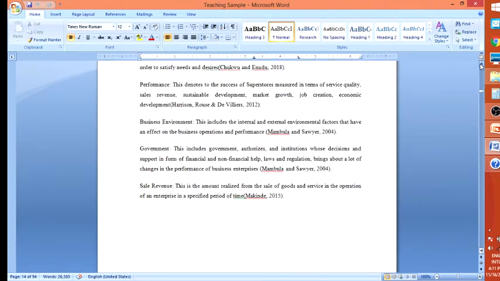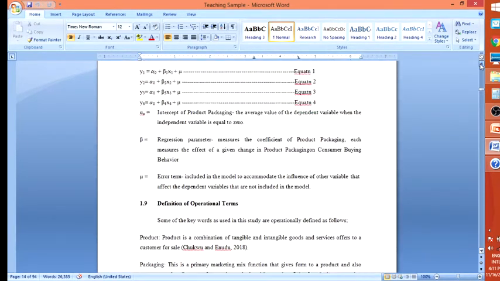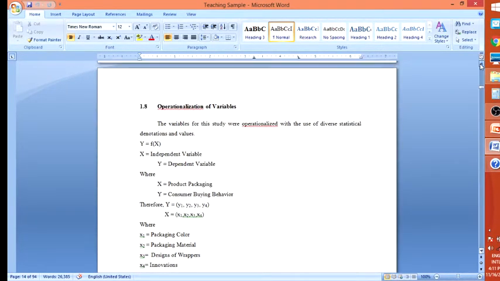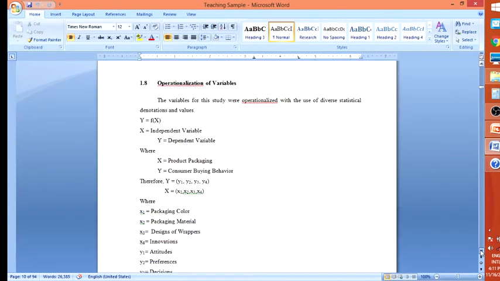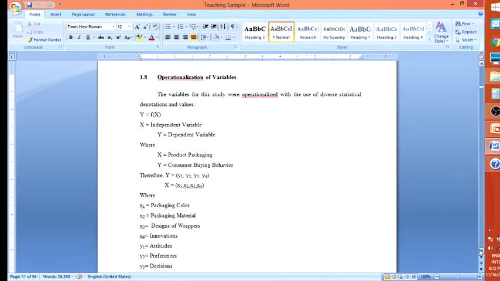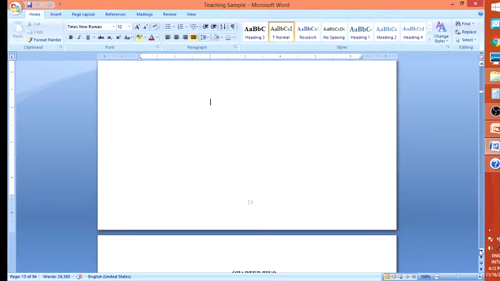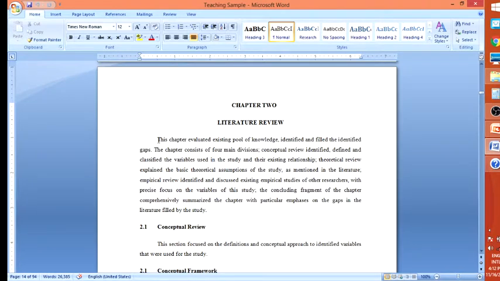Quickly, I'll just go up to the operationalization of variables and show you the variables which were used in this work, and you see how I will bring that down to my conceptual review, which is where I'm expected to review the major concepts. Now, you see here, I used these variables to represent what? Product packaging. Under product packaging, we looked at the packaging color, the packaging material, the design of the wrapper, and innovation. So now, in my conceptual review, all I will do after this is a kind of an introduction. You can decide to have the same or not, but it makes sense to tell your reader what the chapter is all about, which we did by saying this chapter evaluates the existing pool of knowledge.